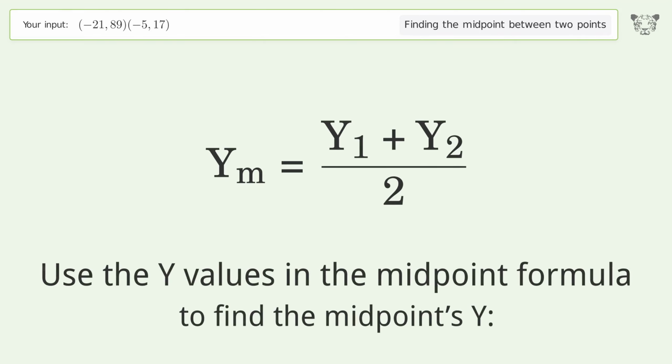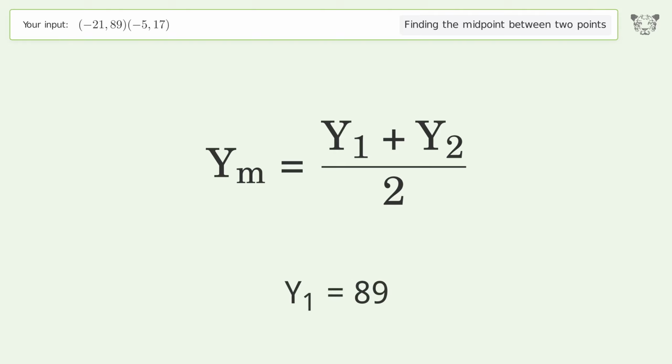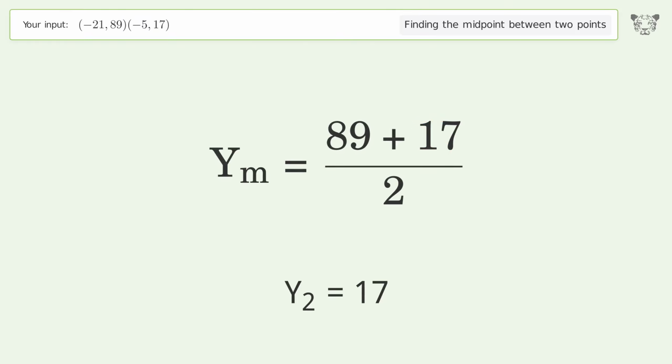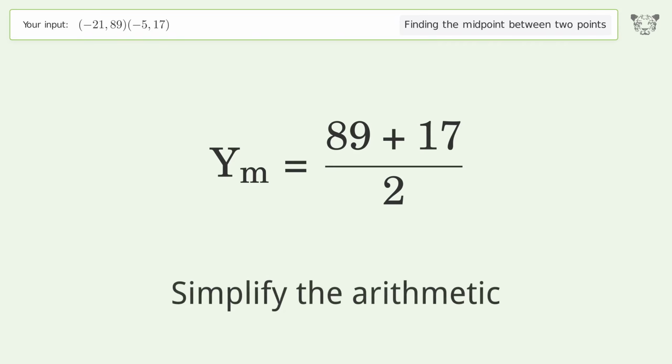Use the y values in the midpoint formula to find the midpoint's y. y1 equals 89. y2 equals 17. Simplify the arithmetic.